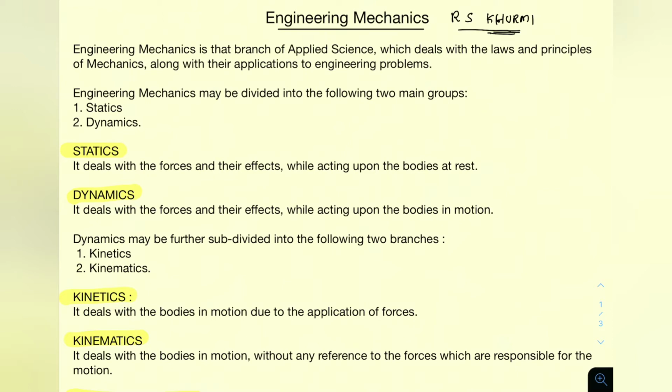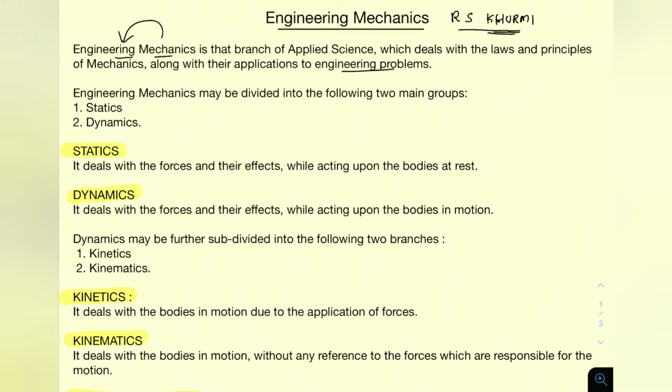So let's get started. Engineering mechanics. What is engineering mechanics? Engineering mechanics means that we are using the principles of mechanics in order to solve engineering problems. So, let's read the definition. Engineering mechanics is that branch of applied science which deals with laws and principles of mechanics along with their application to engineering problems. So it deals with the laws and principles of mechanics.